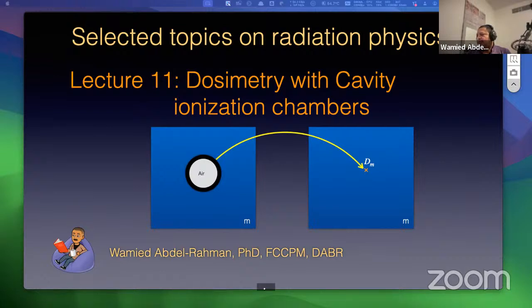And then Spencer-Attix took this one further step, and he took into account these delta electrons that are produced in the tracks of charged particles. The assumption is that these delta electrons will actually escape from the cavity and will not deposit any dose in the cavity. And they are thought of or included as part of the fluence that is actually entering the cavity.